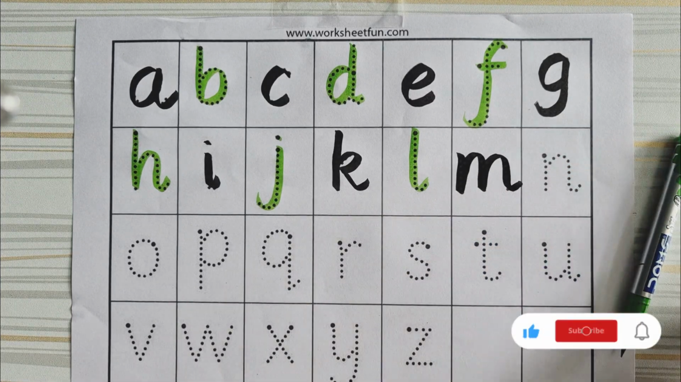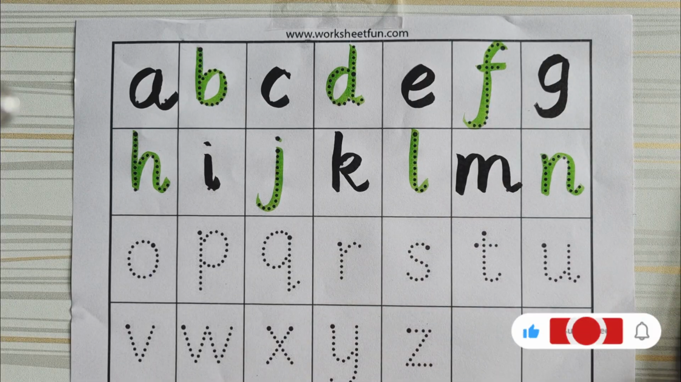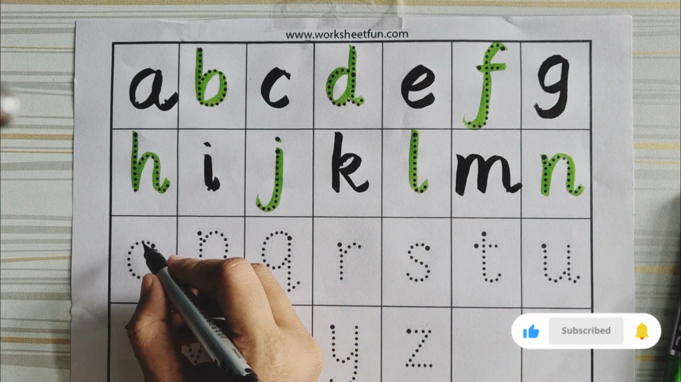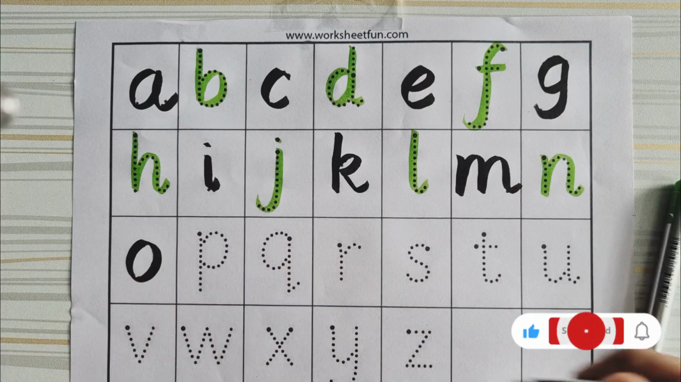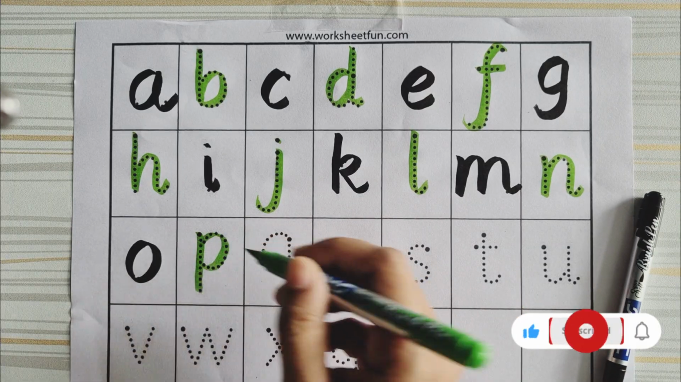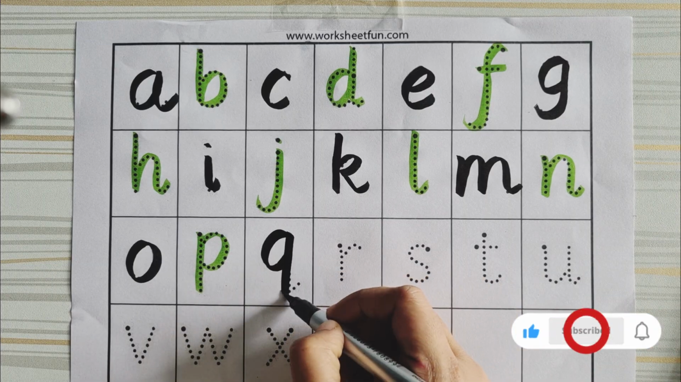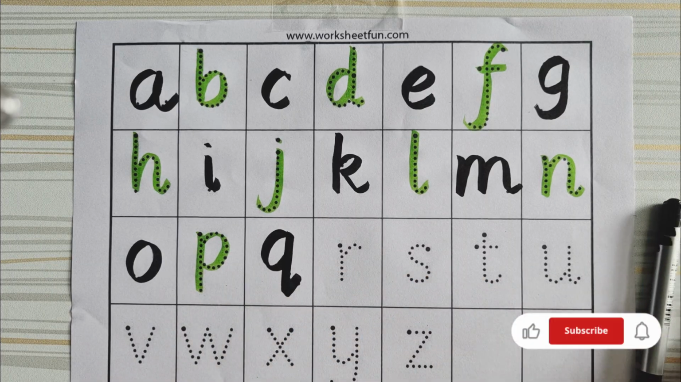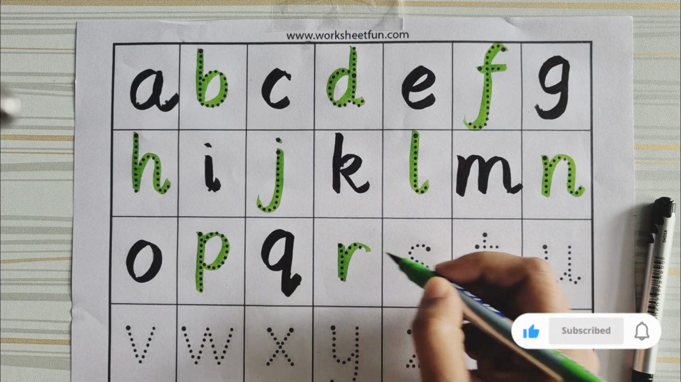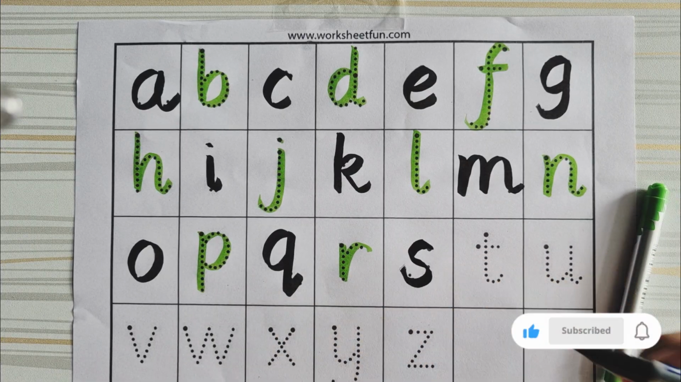M for monkey. N for nest. O for orange. P for parrot. Q for queen. R for rabbit. S for sun.